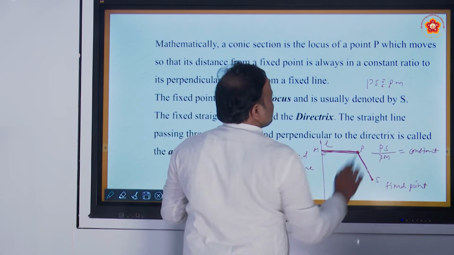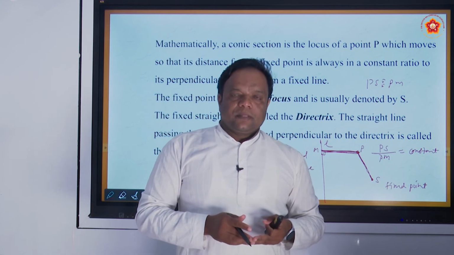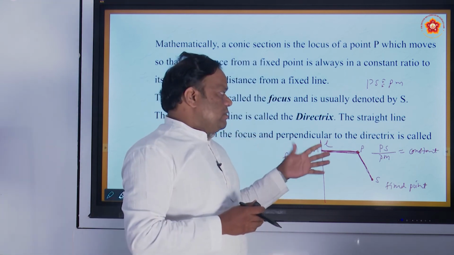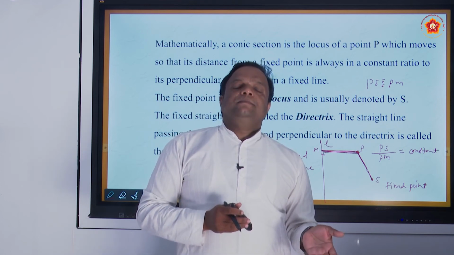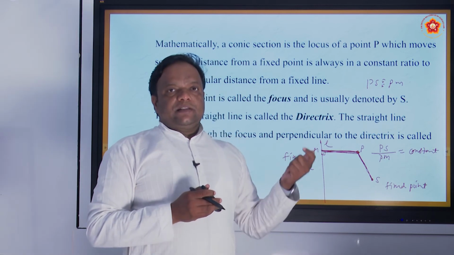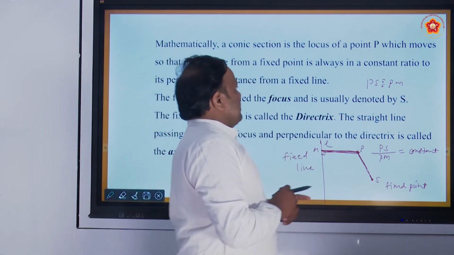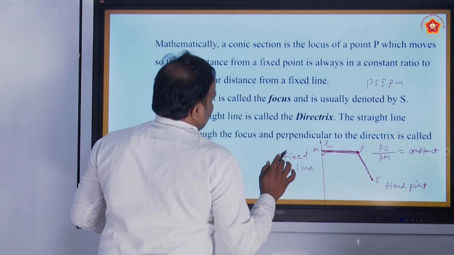This ratio is always some constant. The constant may be 1, 2, 3, 4, 5, whatever it may be. Depending on it, if the constant is one, it is called a parabola. If less than 1, it is called an ellipse, and if greater than 1, it is called a hyperbola. We will see later. So PS by PM is equal to some constant. This is the definition of a conic.